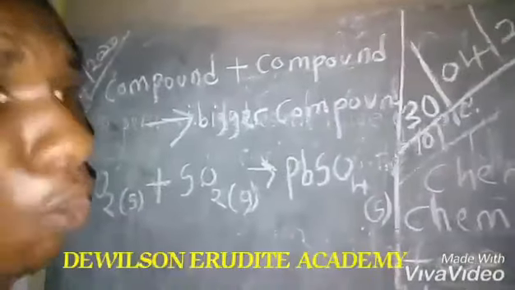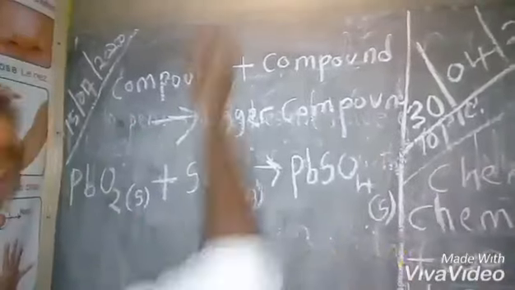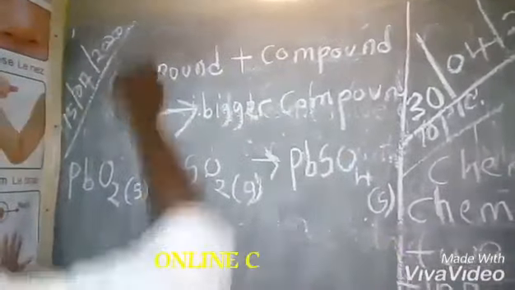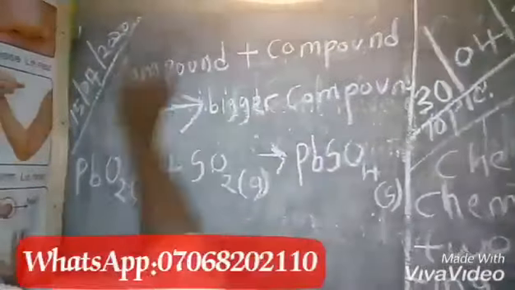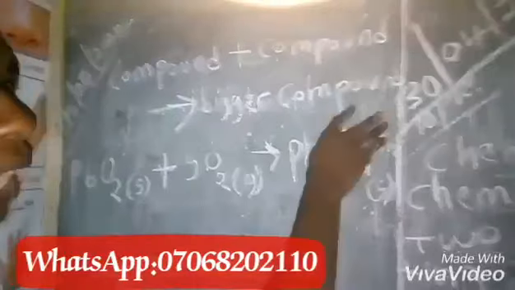Apart from the combination of elements, we also have the combination of compounds. Compound plus compound will give the product of a bigger compound.